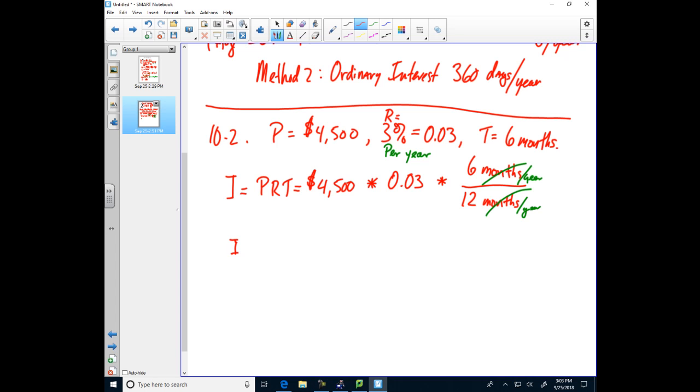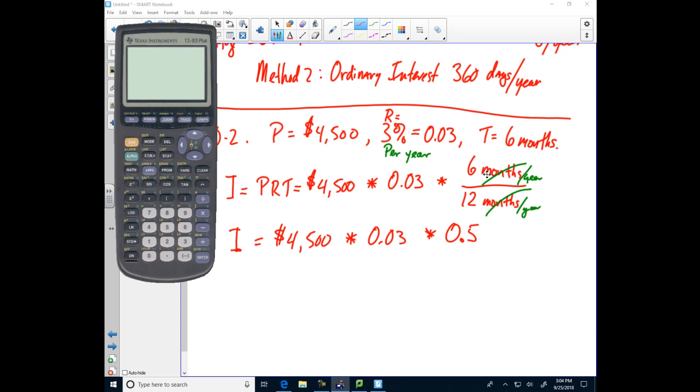So here's what I'm saying. Kind of convoluted that, didn't I? The interest per year is going to be 4,500 times 0.03 times 0.5. Does everybody see where the 0.5 came from? Now, if you're using a simple calculator, you're going to have to do that first. Okay? If you've got one of these calculators, we could put that whole thing in right there.